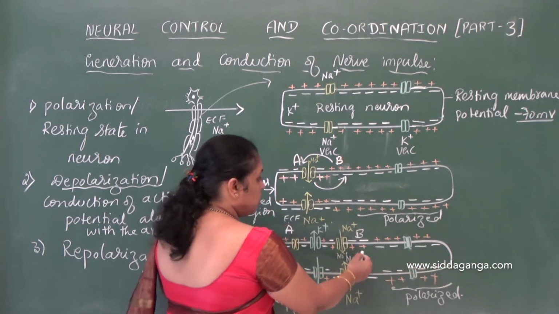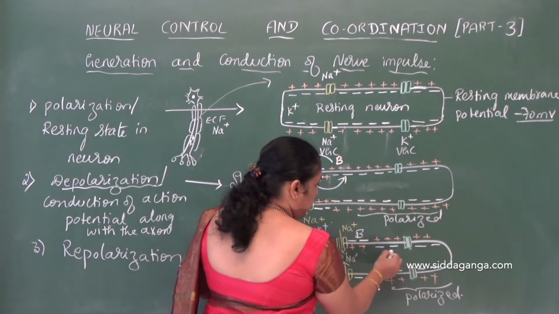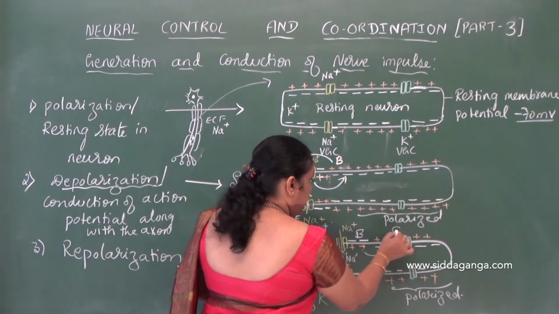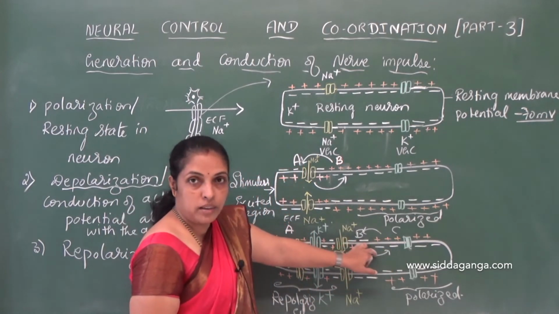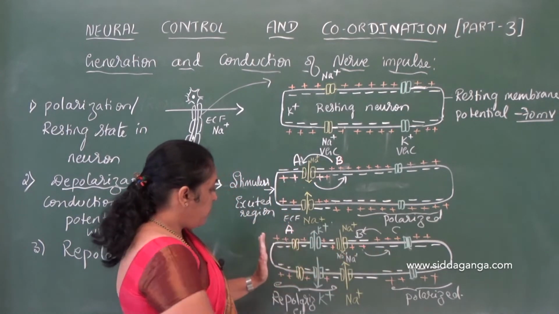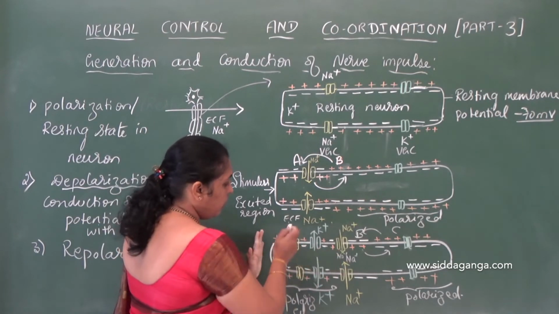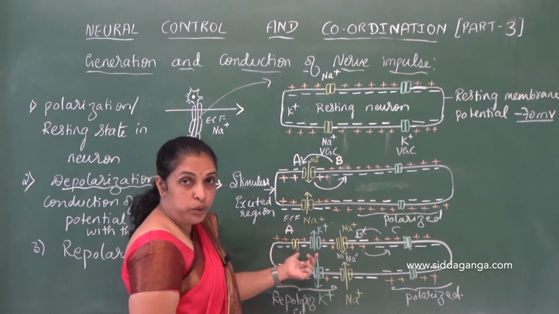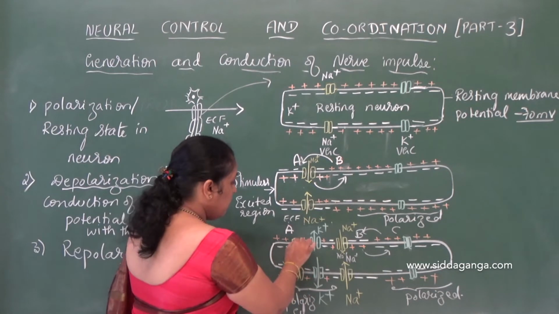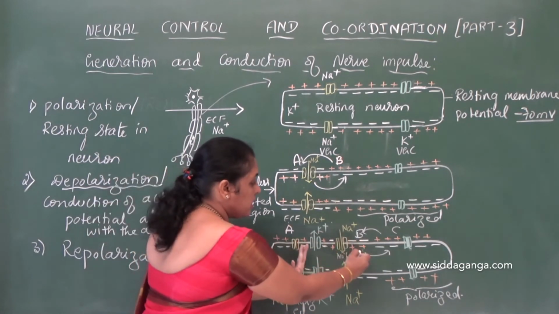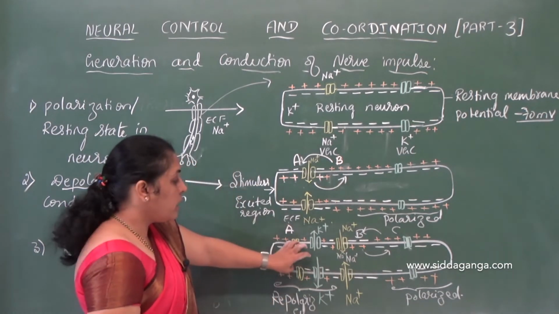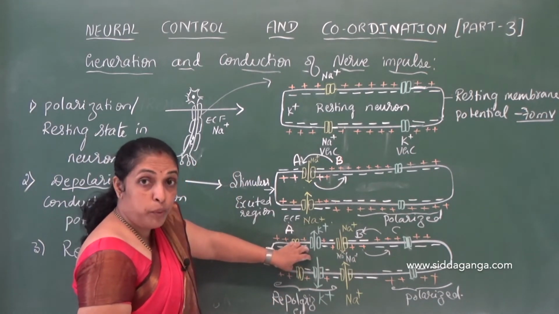Again the circuit from B to C, then again from C to B. Once again one mini electrical circuit develops. Here the region which is stimulated first will be in repolarized state. When the stimulus shifts to the adjacent area, this area will become repolarized.